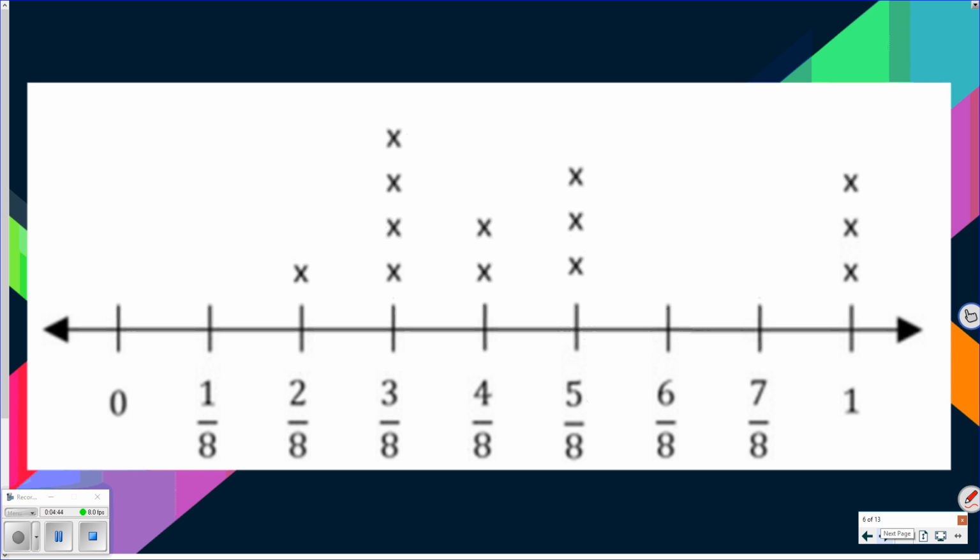Let's practice. In this line plot, where would the lower extreme be? If you answered 2/8, you are right. In class, we discussed why the answer is not 0. The lower extreme is not 0 because there is no data above the 0. There's not an X in this case. What's the upper extreme? That would be 1.